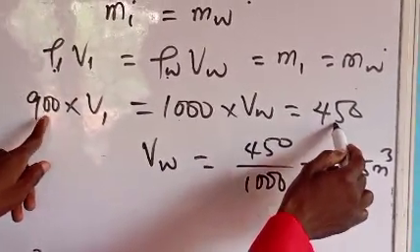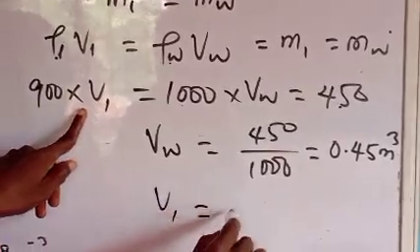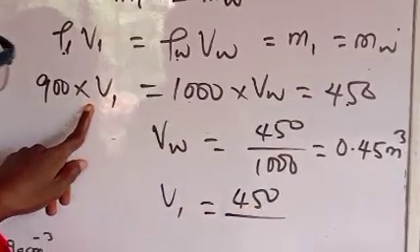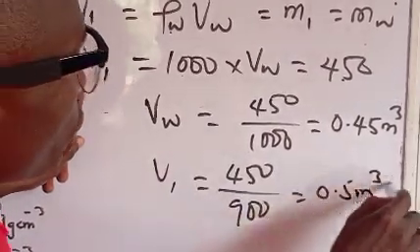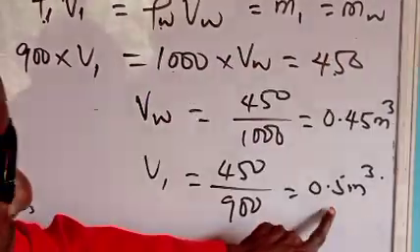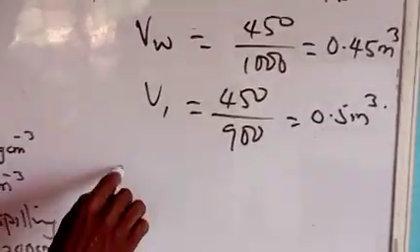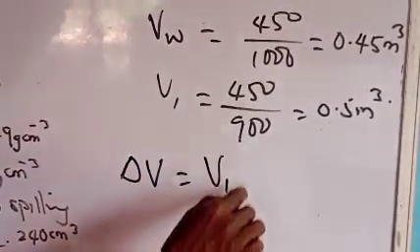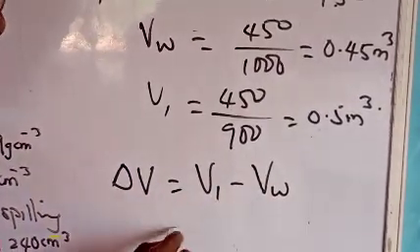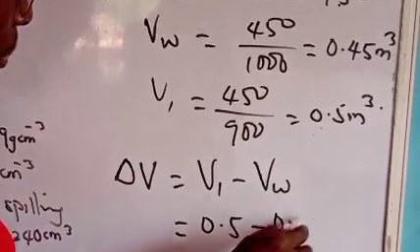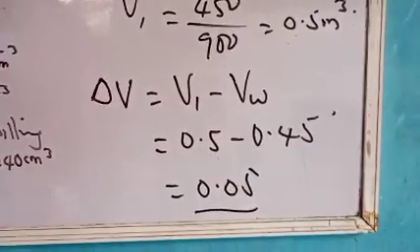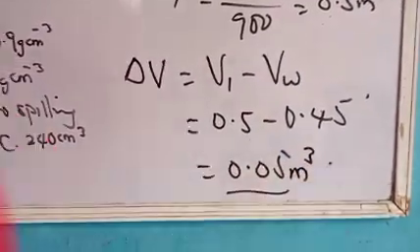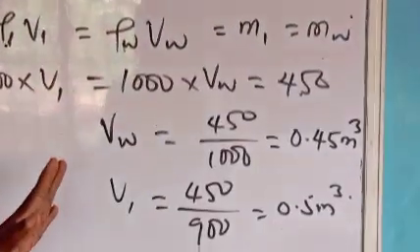Now, if I want to get the volume of ice, I will equate this to this and divide both sides by 900. We now say volume of ice is equal to 450 divided by 900, and that is 0.5 meter cube. So if you say this minus this, like we have done before, we now say change in volume, volume of ice minus volume of water, which is 0.5 minus 0.45, which is 0.05 meter cube. Which is this. So this is another way you can solve it.